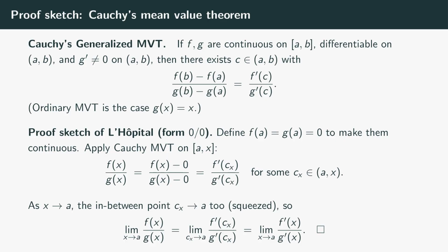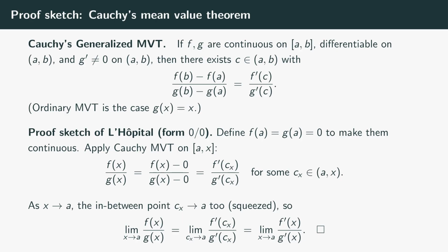Now the proof of L'Hôpital for the 0 over 0 case. Since f and g both go to 0 at a, extend them continuously by defining f of a and g of a both equal to 0. Apply the Cauchy mean value theorem on the interval from a to x: f of x over g of x, which equals f of x minus f of a over g of x minus g of a, equals f prime of c over g prime of c for some c between a and x.